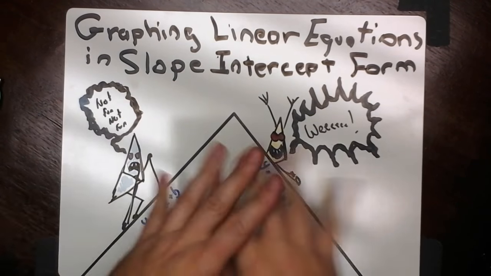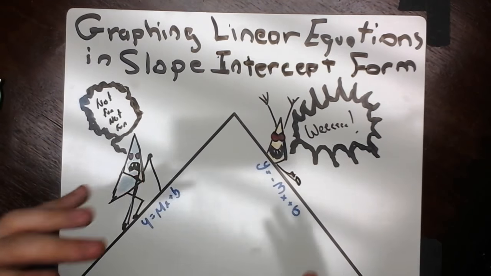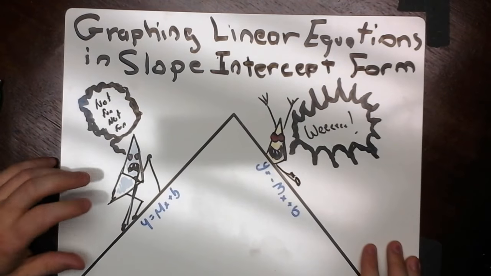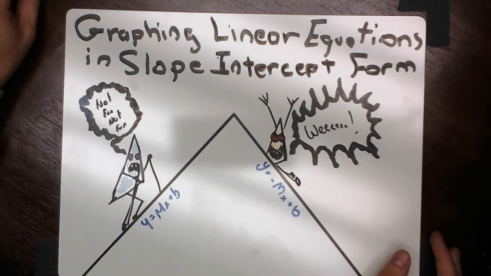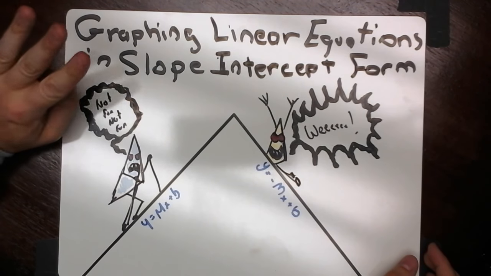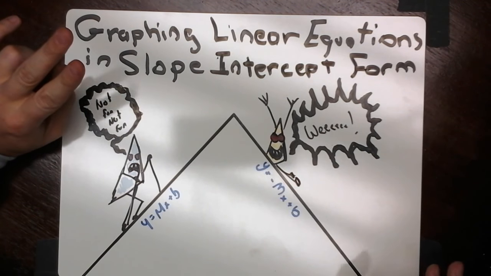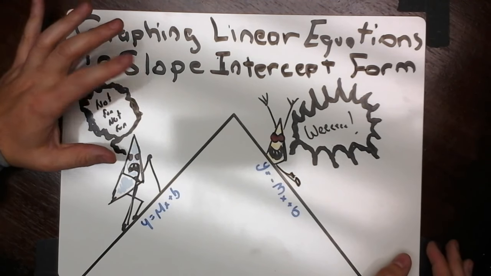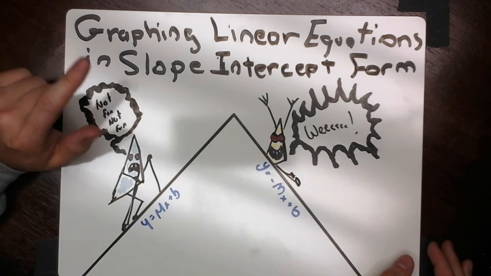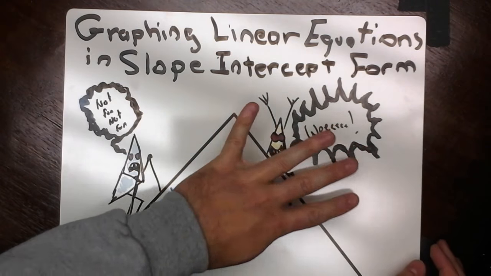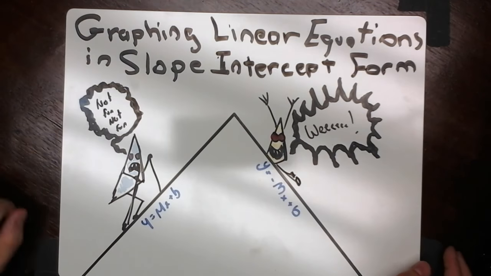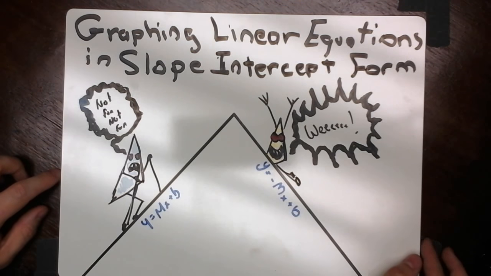Guys, coming at you with another awesome video about math. This time we're talking about graphing linear equations in slope-intercept form. I'm going to go through two definitions, one of a linear equation and the other of slope-intercept form. Then I'm going over a whopping four examples of graphing linear equations. So let's take a look at that.